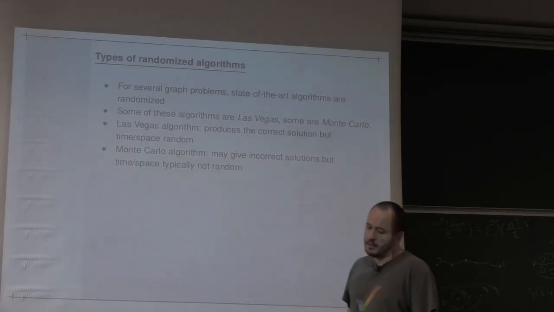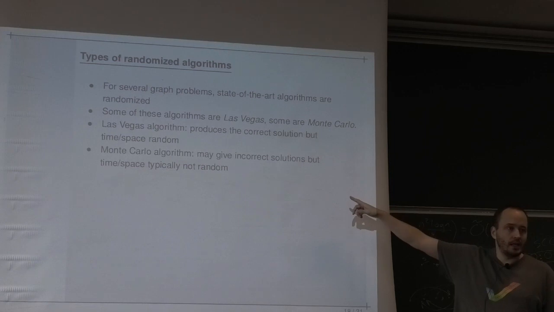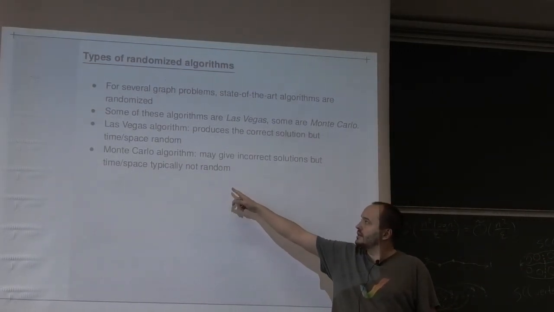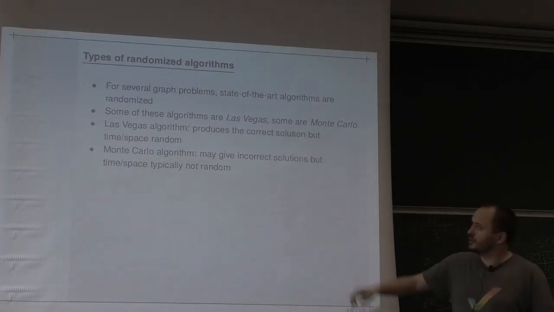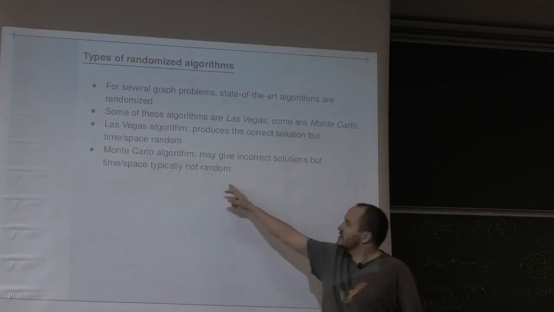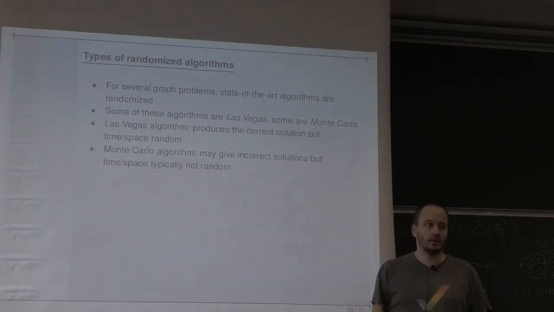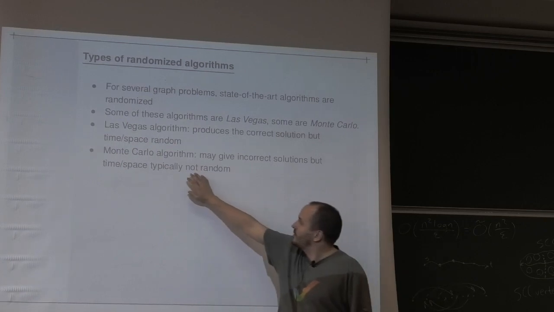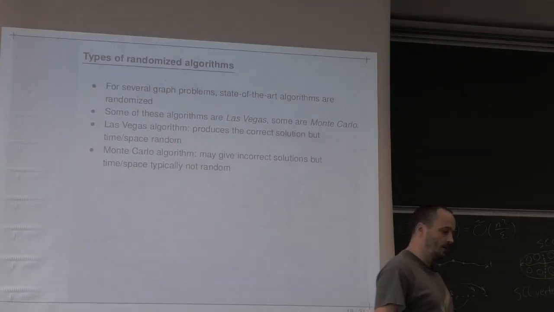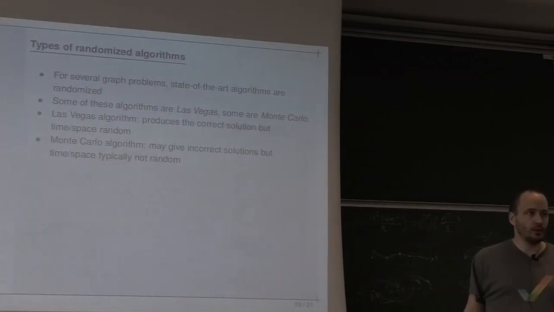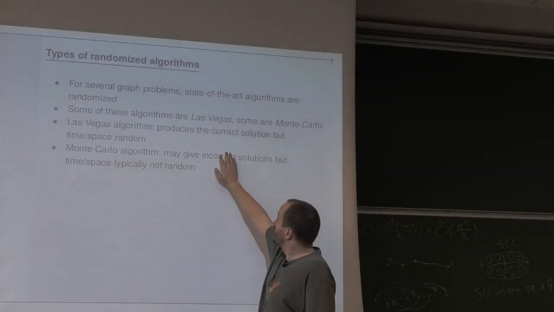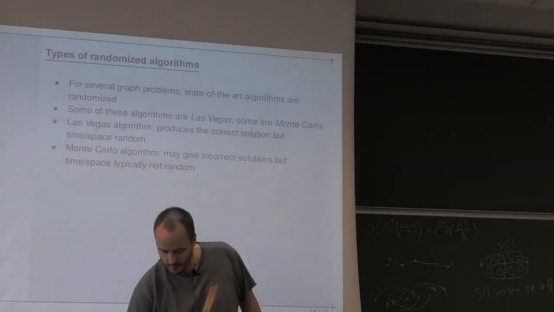algorithm may give the incorrect solution, like the algorithm we saw yesterday, but typically you define it to say that the time and space are not random. There's also a definition where you allow Monte Carlo algorithms to both give incorrect solutions and have random time and space. But usually you can avoid this being random by just saying that if I spend too much time, then I just stop and return anything. Then I will make a mistake, but I'm allowed to do that.